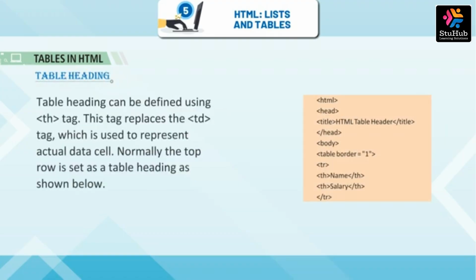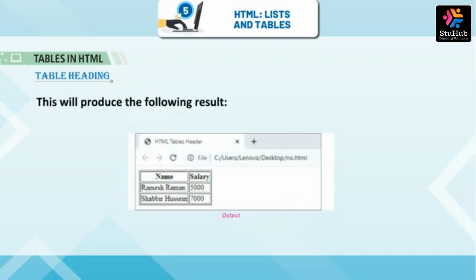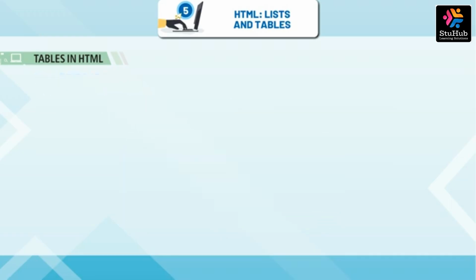Table heading. A table heading can be defined using the TH tag. This tag replaces the TD tag, which is used to represent an actual data cell. Normally the top row is set as a table heading as shown below, but the TH element can be used in any other row as well. Headings defined in the TH tag are centered and bold by default. This will produce the following result.